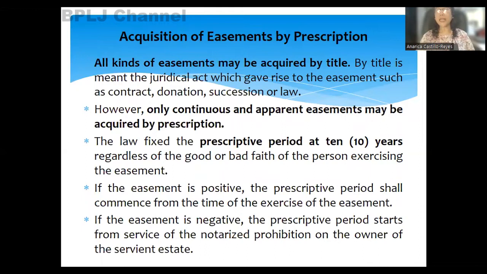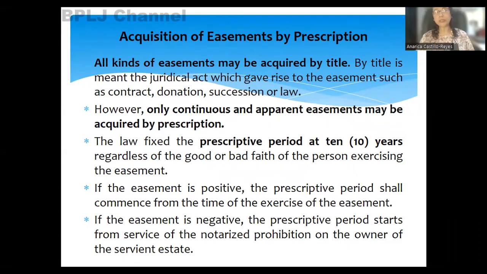All kinds of easements, as I've said, may be acquired by title. When you say title, it means a juridical act which gave rise to the easement. It may be by contract, by donation, by succession, or by law. However, only continuous and apparent easements may be acquired by prescription.